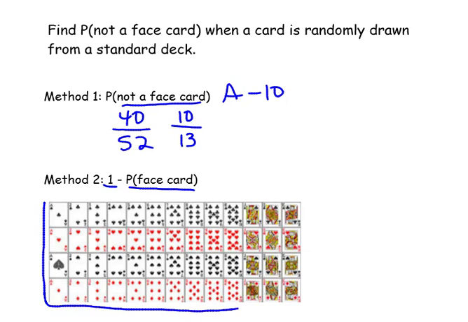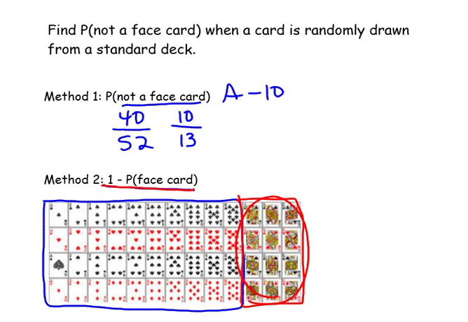Here we've got everything that is not a face card, and here we have everything that is. You can see there's no overlap. That's mutually exclusive. You can see that together the two groups contain everything. That's complementary. So when they're complementary, you can use this method of 1 and subtract off the probability of the other. So the probability of getting a face card is 12 out of 52. So we could do 1 minus 12 out of 52, which is 40 out of 52. Again, 10 out of 13.